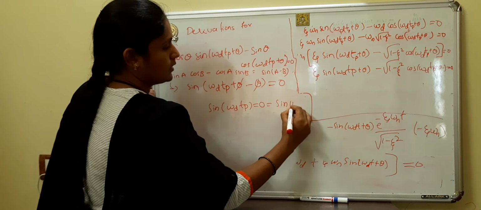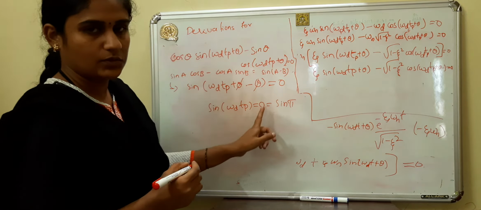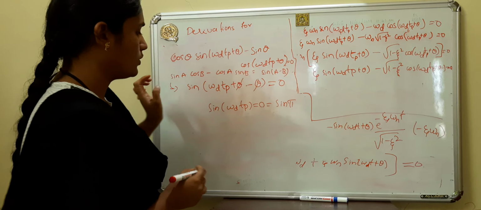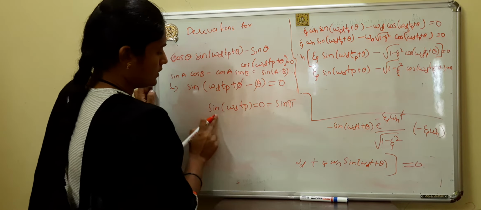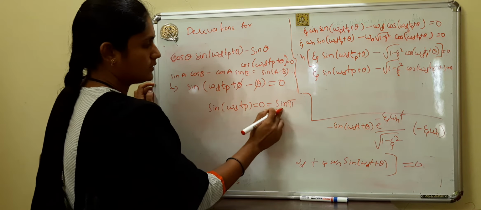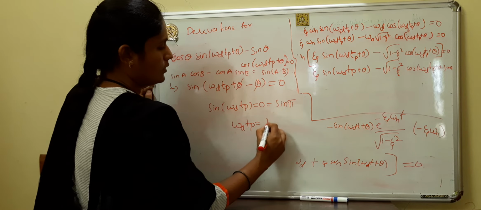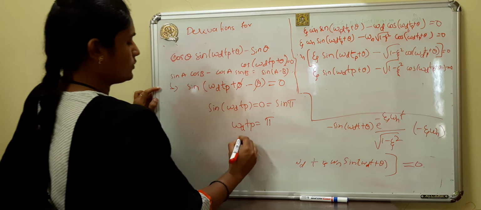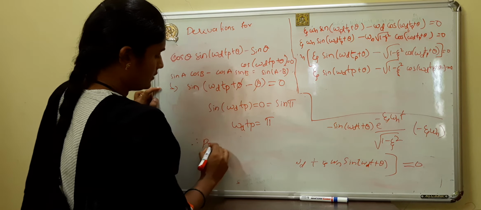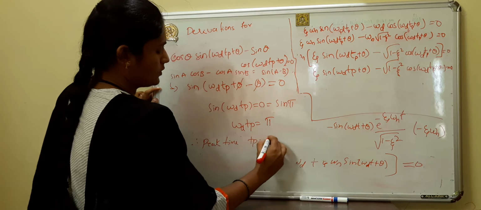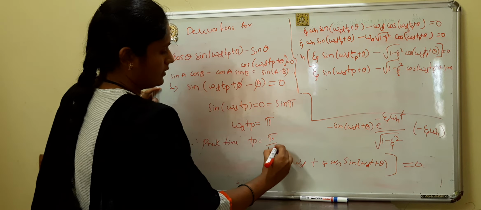What is the alternate value for 0? Sin pi is equal to 0, cos pi is minus 1, but sin pi is 0. So in both the left hand side and right side we are using sin. So omega d tp is equal to pi. So what do we have to take? Peak time. So peak time tp is equal to pi by omega d.